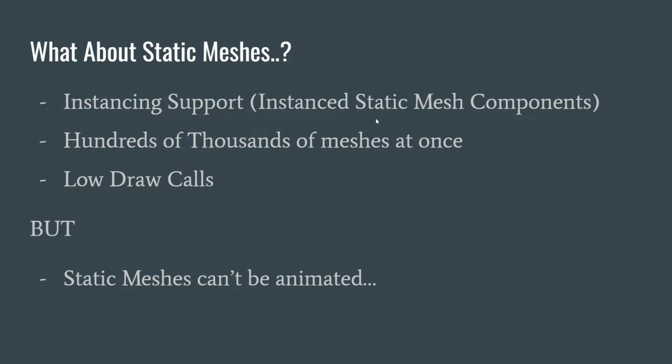So honestly, Unreal's static mesh support is great. It's very fast and it's very powerful. But there's obviously one big problem with this, which is that they can't be animated. And of course, we want our birds to be flapping their wings, so static meshes don't really work for us, simply because they can't be animated. Or can they?